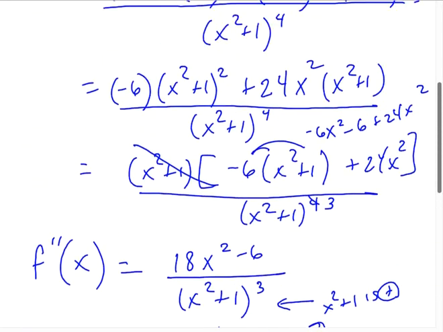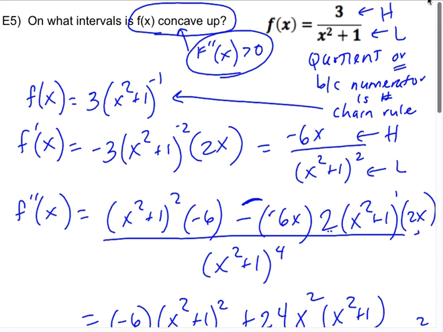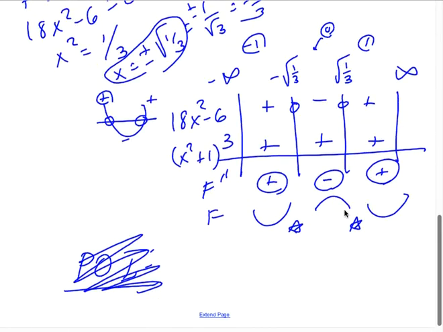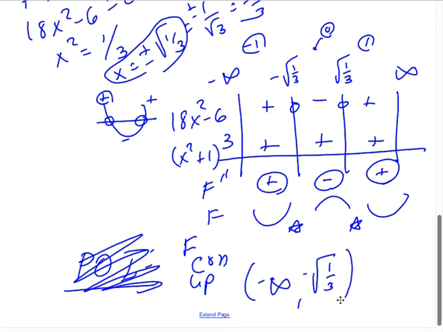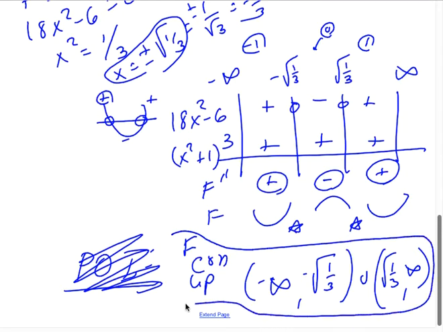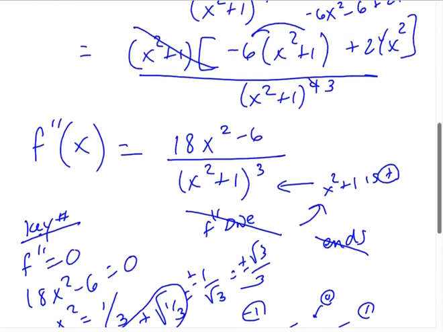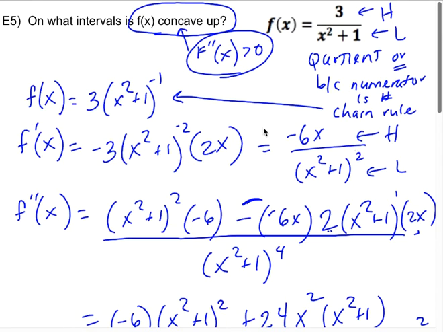we should go back up and check. Oh, on what intervals are we concave up? We don't even want points of inflection. We just want that f is concave up from negative infinity to negative root 1/3, and again from root 1/3 to infinity. So it is important to go back up and read the question. I know that it's a long scroll on these because I've been mathing for a considerable amount of time.